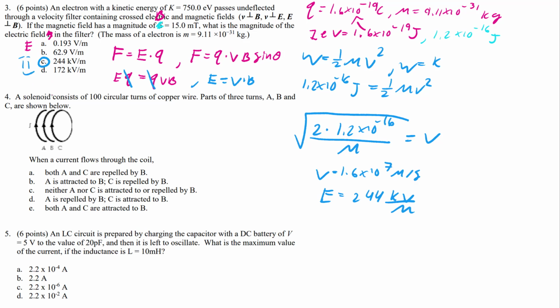So all you have to do was realize that an electron volt is 1.6 times 10 to the negative 19 coulombs, or joules, and realize that work is just 1/2 mv squared, and it's equal to the joules. You solve for your V and multiply it by the B fields to get your E.